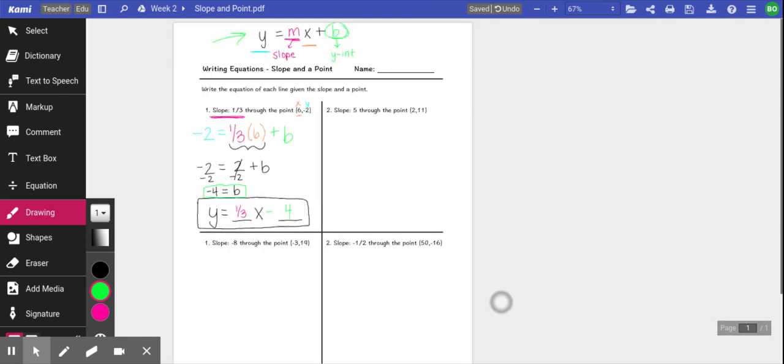So you guys have 3 more problems to do. Make sure you do exactly what I just did for number 1 on your paper. And make sure you're just finding the slope and the y-intercept for each of those, and you'll be set.